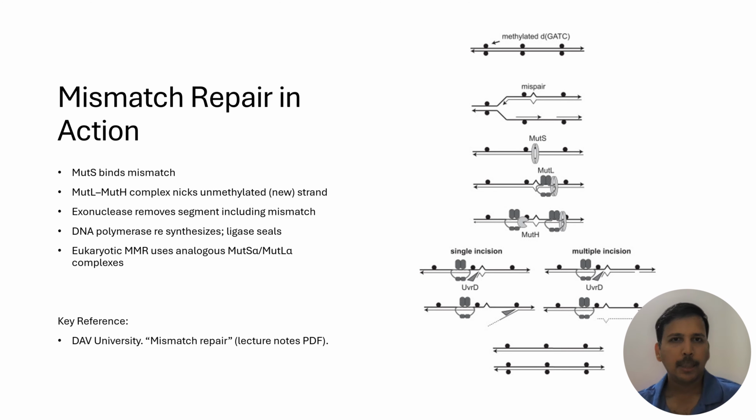In eukaryotes, the players have different names: MutS alpha, which is MSH2 and MSH6, and MutL alpha, which is MLH1 and PMS2. But the logic is similar: mismatch recognition, strand discrimination via nicks, excision, resynthesis, and ligation. When germline mutations affect these MMR genes, we have syndromes like Lynch syndrome, with markedly increased colorectal and endometrial cancer risk.